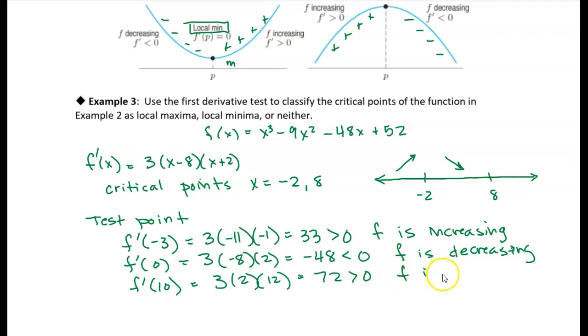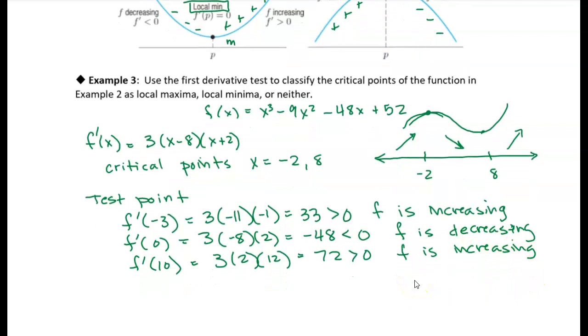F is increasing to the right of 8. So I'm going to draw a little arrow. That just helps me visualize what's happening. You can imagine the function is doing something like this: it's going up, down, and up. And you can see, though I didn't quite line it up, that at negative 2 I'm going to have a maximum, and at 8 I'm going to have a minimum, because I'm going from decreasing to increasing.